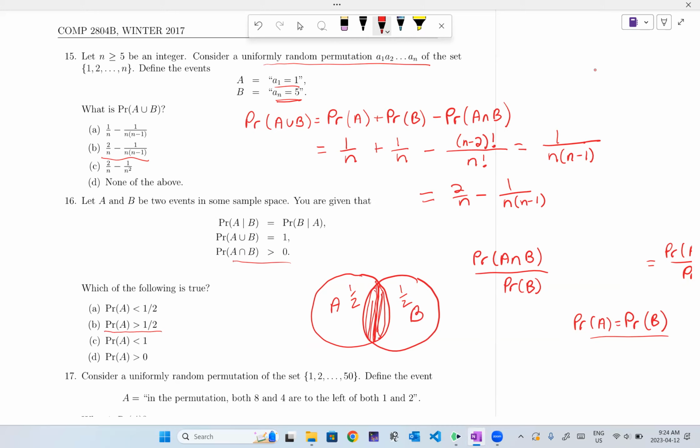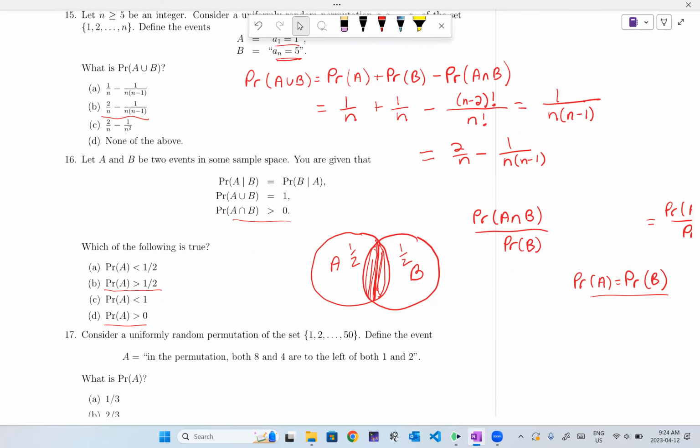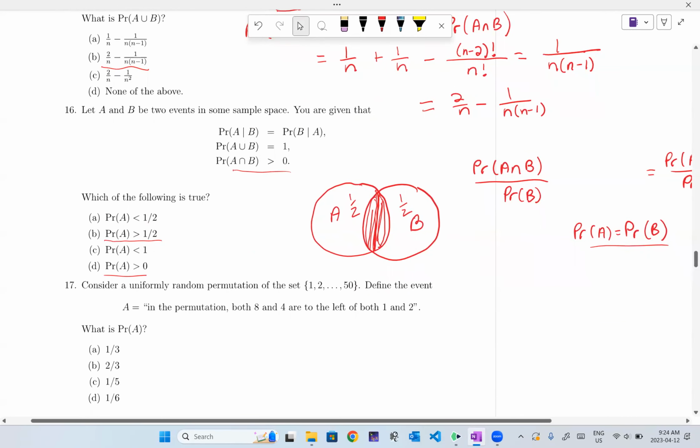I would never ask a question exactly like this because D is also true. B is, I guess, more true, but if I asked a question like this, I would definitely make some changes to it. All right, questions?